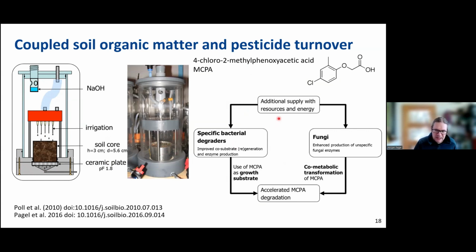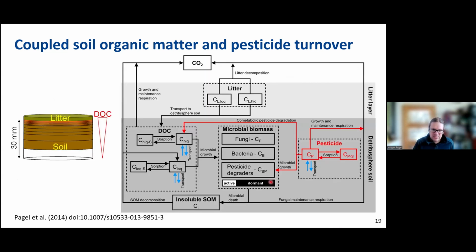And we wanted to understand if the additional supply of resources and energy from the litter carbon affects the degradation of a pesticide, MCPA, where you can see the structure. That's a broadleaf herbicide that is widely used in agriculture and still used today. We wanted to understand the effect of the additional carbon supply on 2 degradation mechanisms. One is that specific pesticide degraders use this compound as a growth substrate, and the other would be a more unspecific degradation mechanism, which is the co-metabolic transformation of MCPA. And we had some evidence that this additional supply of resources and energy can accelerate the MCPA degradation, which I will show you also in a second.